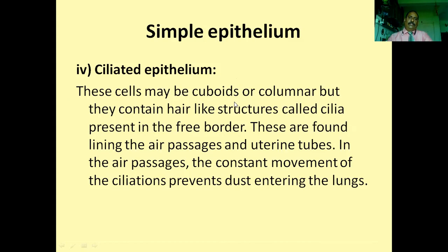Simple epithelium, the ciliated epithelium. Here, the cuboid cells and columnar cells contain hair-like structures called cilia, present in the free borders. They are found in the lining of air passages and uterine tubes. In the air passages, the constant movement of cilia prevents dust from entering the lung.